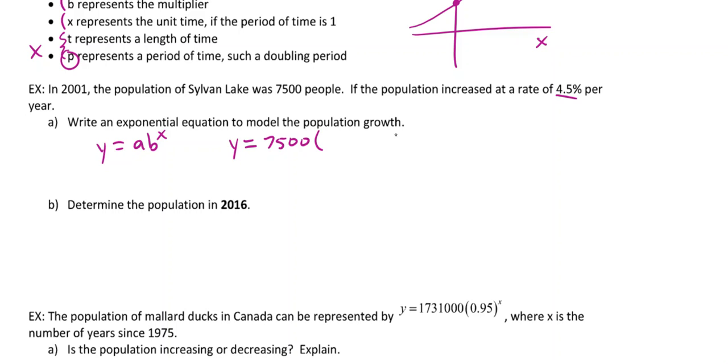And then here's the big question. What's our b value going to be if this thing is increasing at a rate of 4.5%? Yep, 0.45. Okay, so let's throw in 0.45. 0.045, are you thinking? Yeah, for 4.5%.